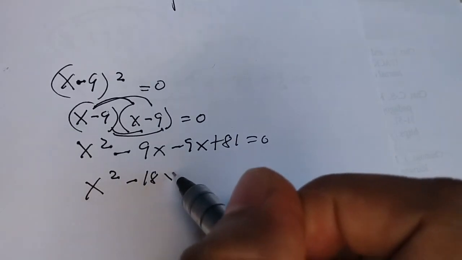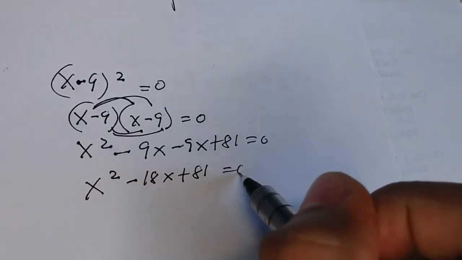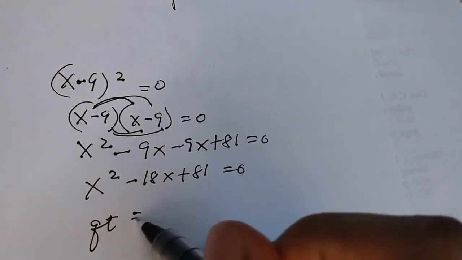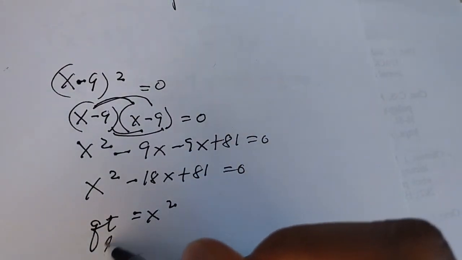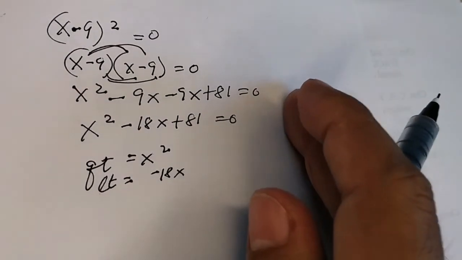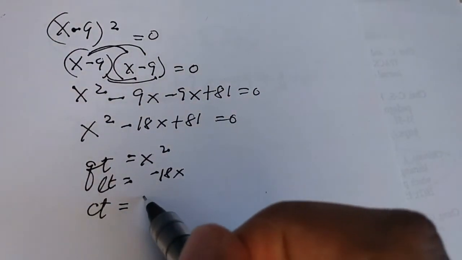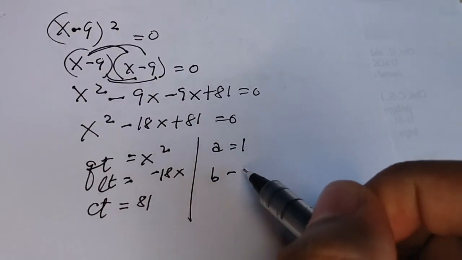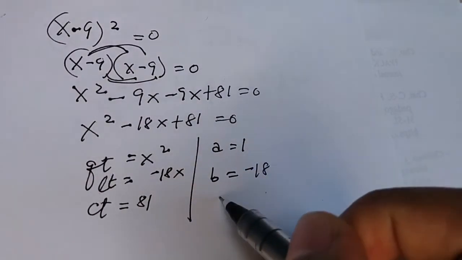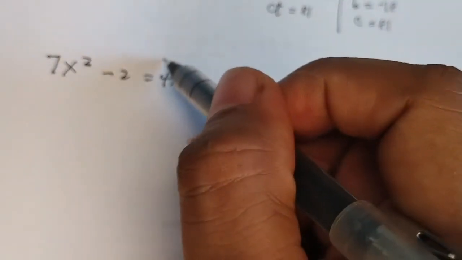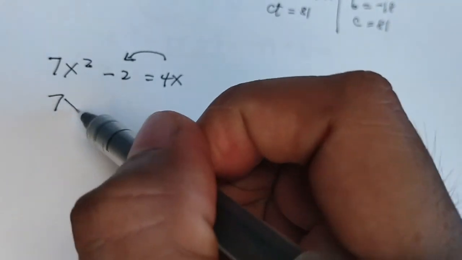Therefore, you have x squared minus 18x plus 81 is equal to 0. So the quadratic term would be x squared. The linear term is negative 18x. And the constant term is positive 81. And then the value of A is 1, value of B is negative 18, and the value of C is 81.